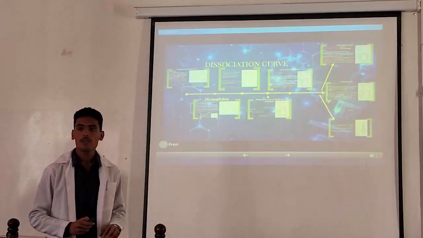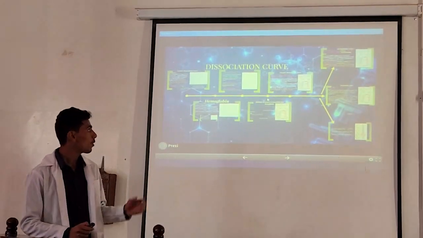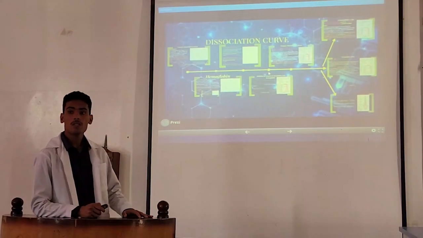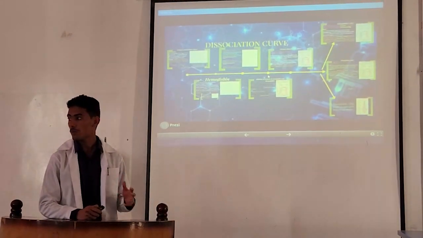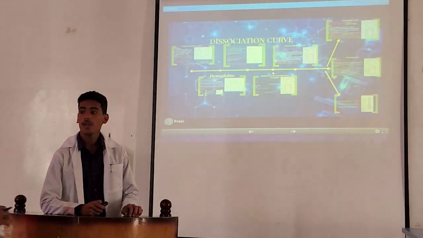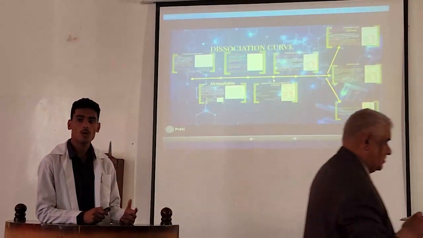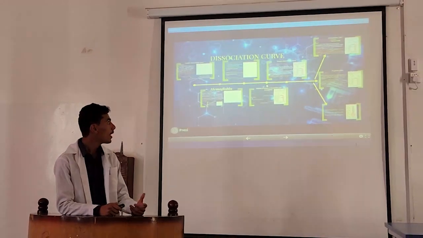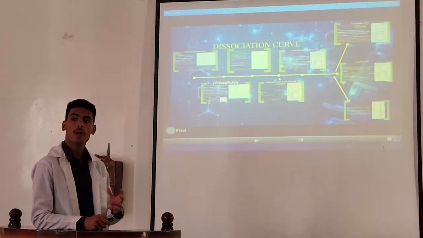After I explain the dissociation curve for hemoglobin and myoglobin, we will explain more aspects of this curve. I think we should first understand what the dissociation curve for hemoglobin and myoglobin is. We know that in our bodies we have two different proteins, hemoglobin and myoglobin, and these two proteins carry out the function of carrying oxygen from the lungs to the tissues.